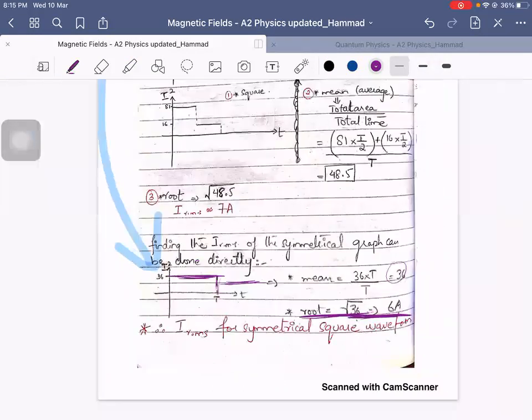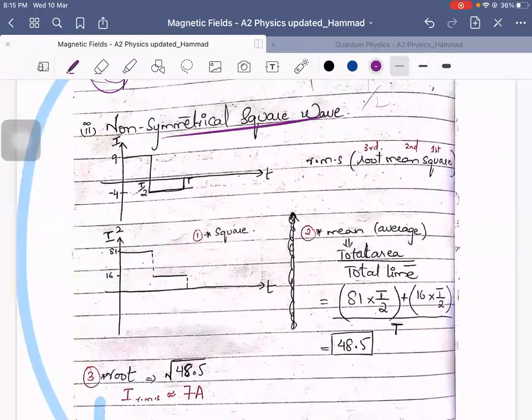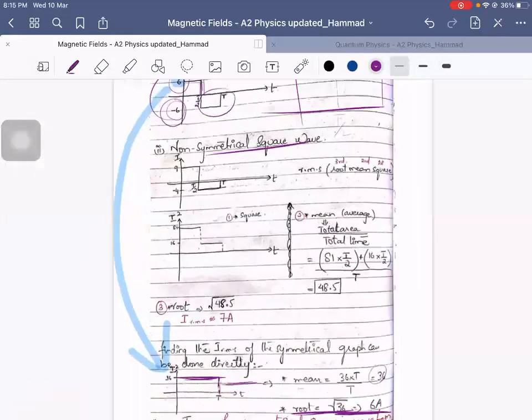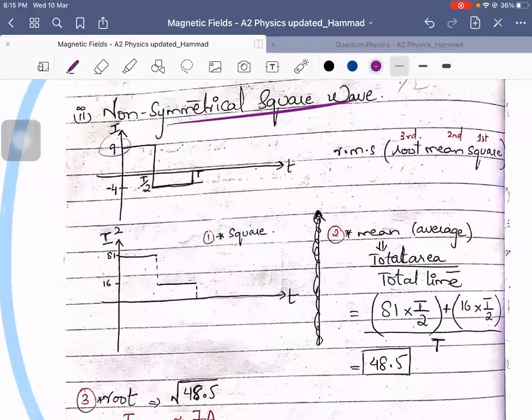If you were to get a value for a non-symmetric square wave, right? Your graph is somewhat like this. You square this, this becomes 81 for T half part. This is T half. And minus 4 when squared becomes 16 for the next T half part. So T half would make it T, right?